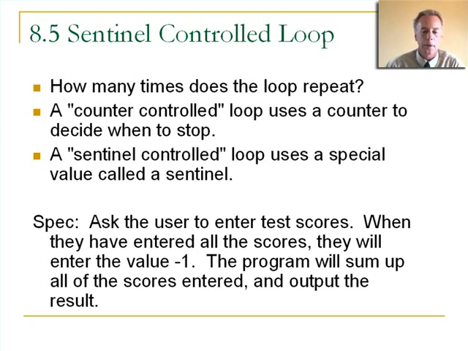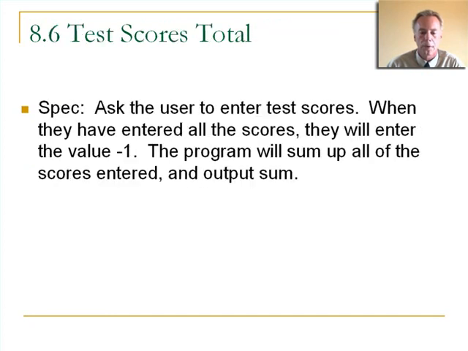So here's the specification that we're going to implement using a sentinel-controlled loop. Ask the user to enter test scores. When they've entered all the scores, they will enter the value -1. The program will sum up all of the scores and output the result. So the issue here is we don't know how many test scores there are going to be. If the class had 10 people or 100 people in it, we want the loop to go 10 times or 100 times.